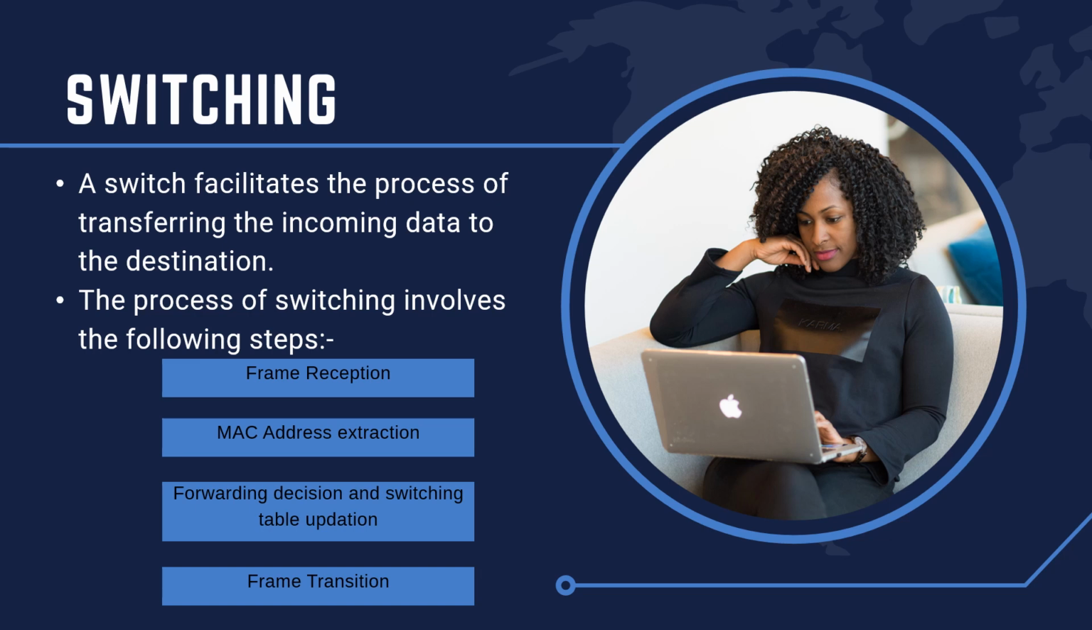The last step is frame transition. What will happen in this step is, once the destination port is found, the switch will forward the data to that port and deliver the data to the destination device, right? So these were the basics of switching, right?